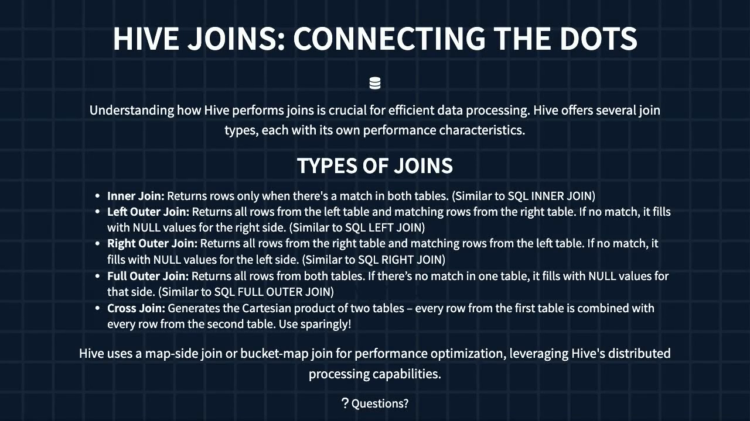Let's talk about joins in Hive. Joining tables is fundamental for combining data and getting a broader picture of your information. Hive offers several different types, like inner, left outer, right outer, full outer, and even cross joins, although those last ones can be resource intensive if used incorrectly. Hive's clever map side join technique optimizes these operations by distributing them across the cluster. Understanding which type of join is most appropriate for your query will significantly impact performance.